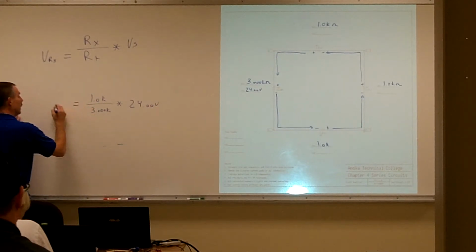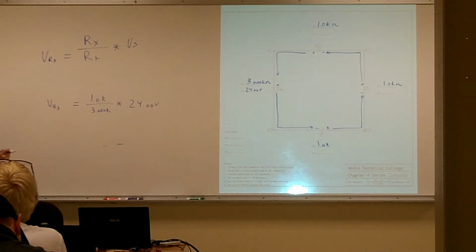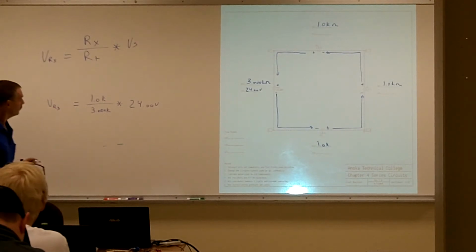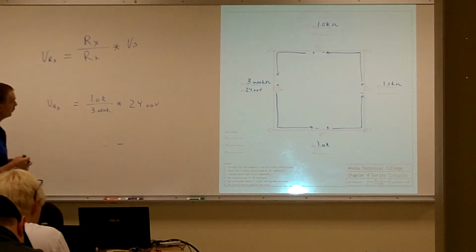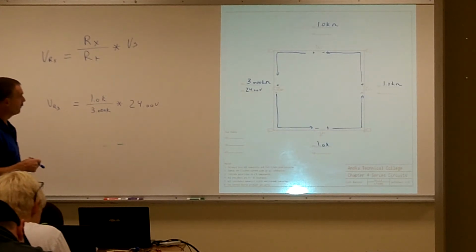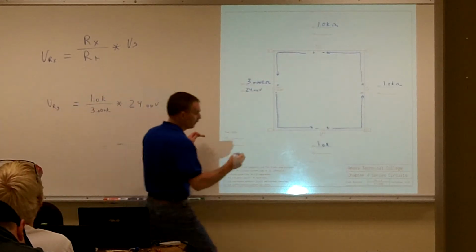And that will equal our voltage across R3. So if we take our 1 kiloohm divided by 3 kiloohms, and then multiply it by 24, what do we end up getting? 8 volts. 8 volts? Yep.